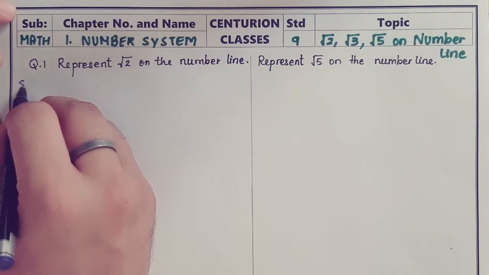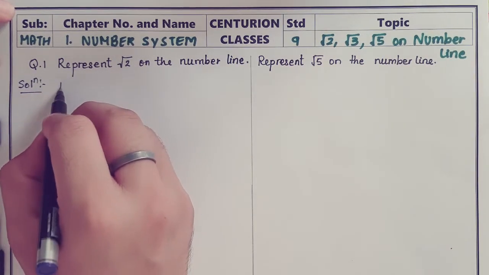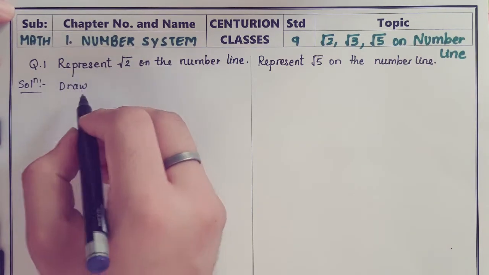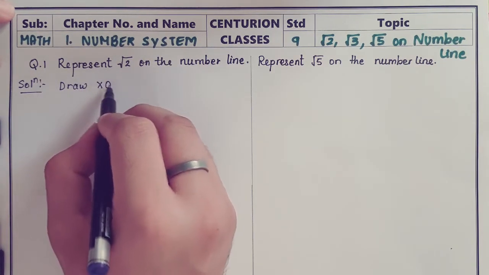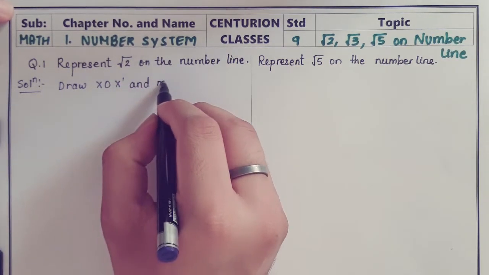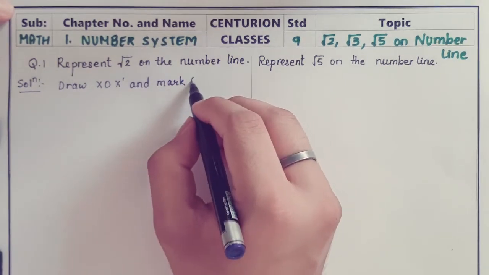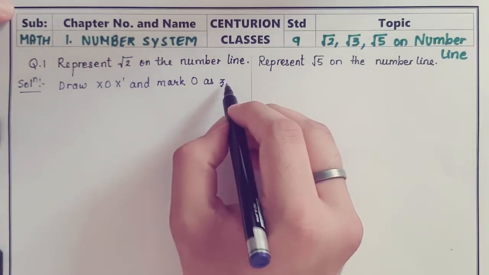First, what we need to do is draw one line. So I'll write down: draw XO X bar and mark O as 0.